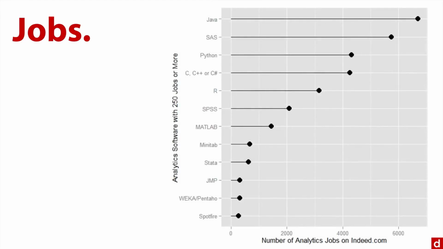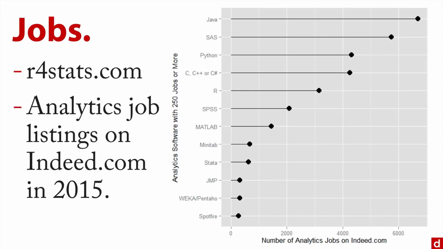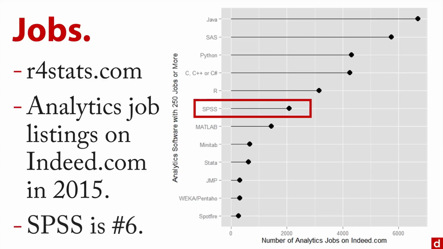Also, you can look at jobs. Here's another chart that is also from r4stats.com. And what this shows is analytics job listings on indeed.com in 2015, one major source of tech jobs. SPSS is on the list, but this time you see it's actually a lot lower. It's number 6. And so there is a difference here between academic publishing and employment in analytics. Really, what this tells you is something about the population or the audience for SPSS.